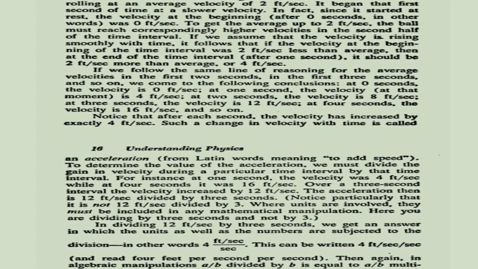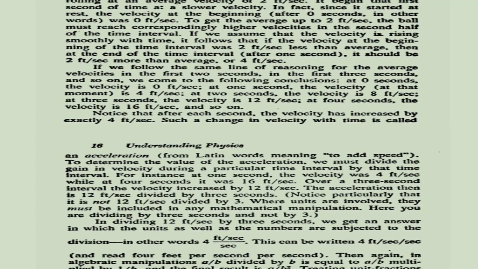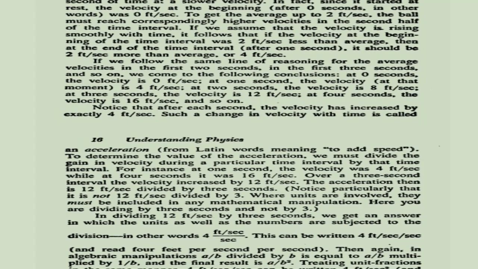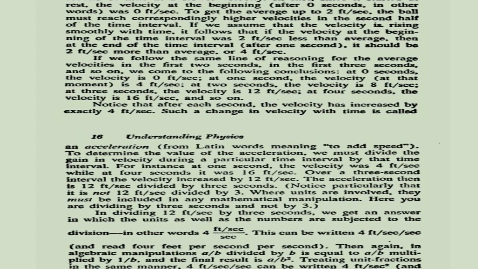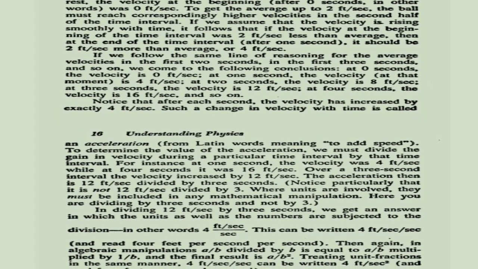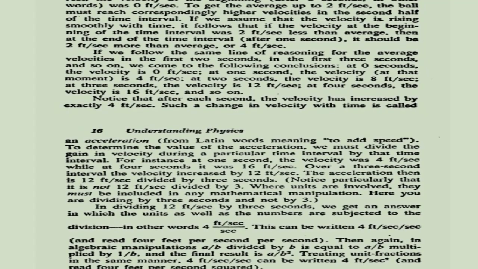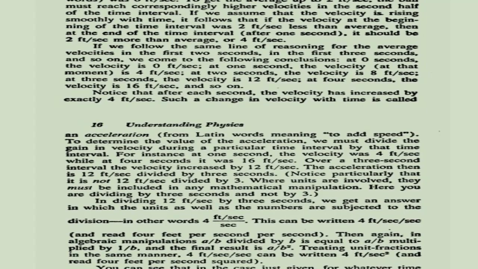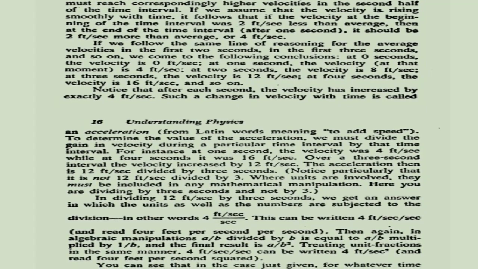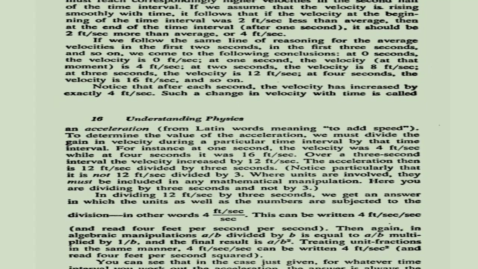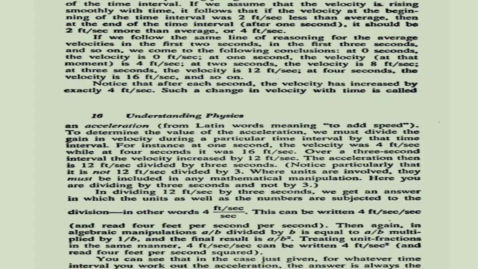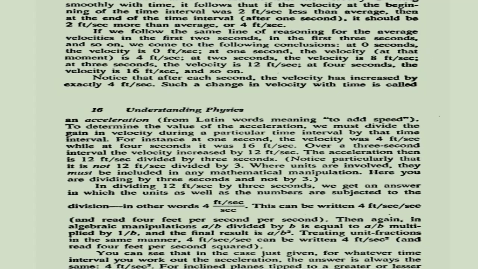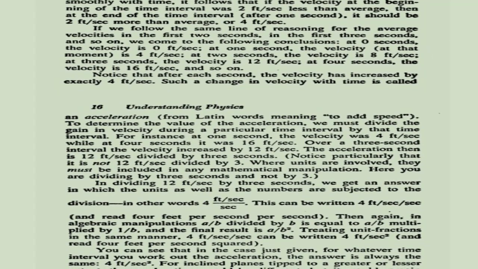You can see that in the case just given, for whatever time interval you work out the acceleration, the answer is always the same, 4 feet per second squared. For inclined planes tipped to a greater or lesser extent, the acceleration would be different, but it would remain constant for any one given inclined plane through all time intervals. This makes it possible for us to express Galileo's discovery about falling bodies in simpler and neater fashion.